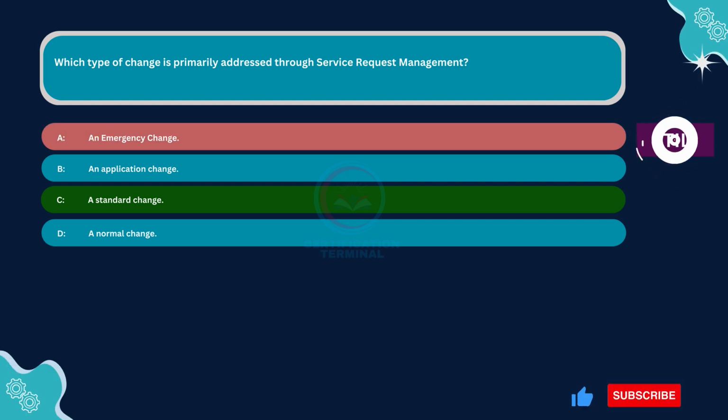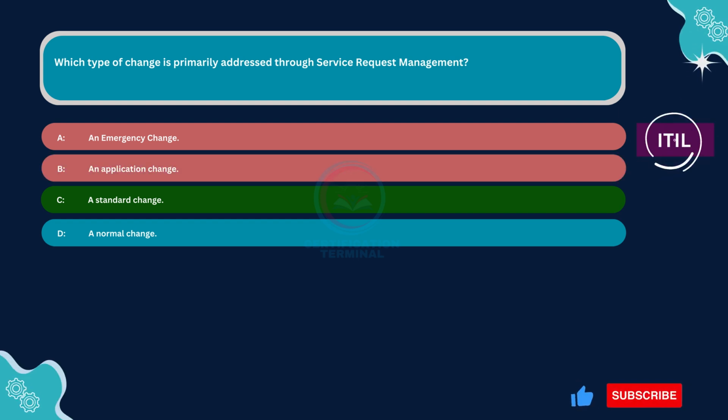Option A, an emergency change, is incorrect. Emergency changes are usually unplanned and require immediate action to address a critical issue. They often bypass the standard SRM process due to urgency and may involve more senior personnel for approval.